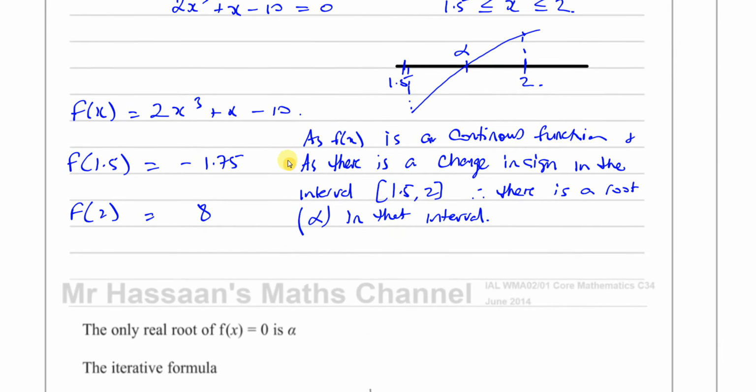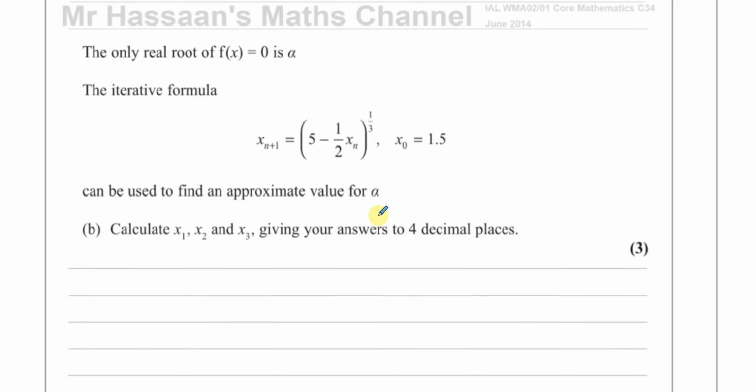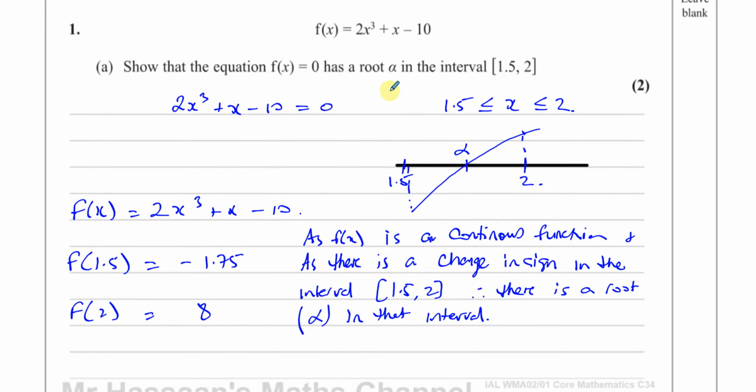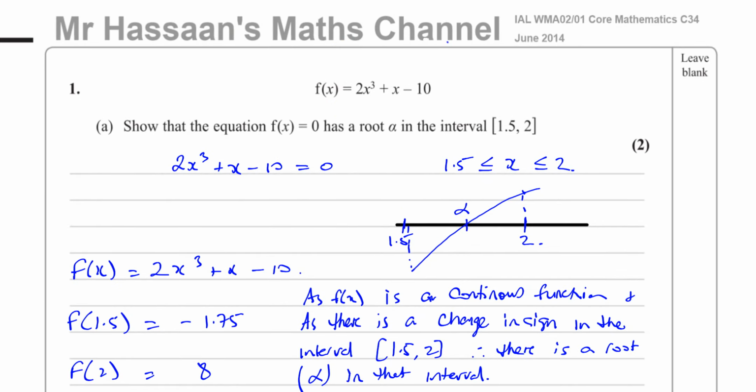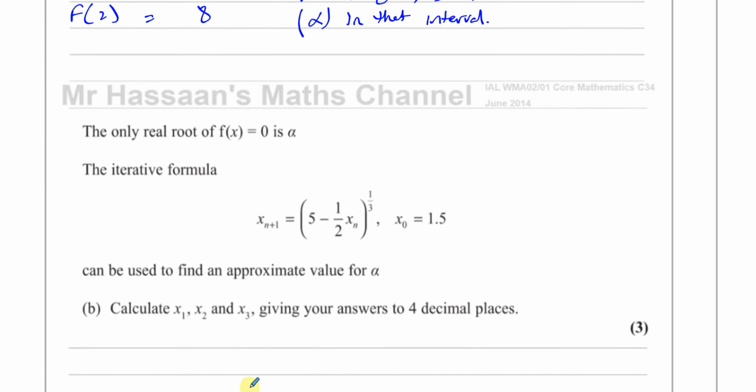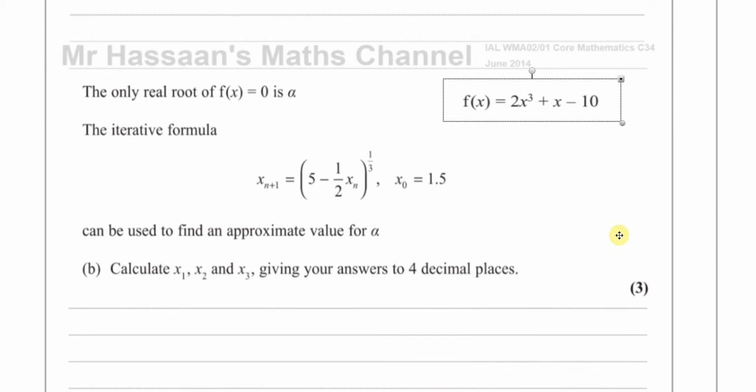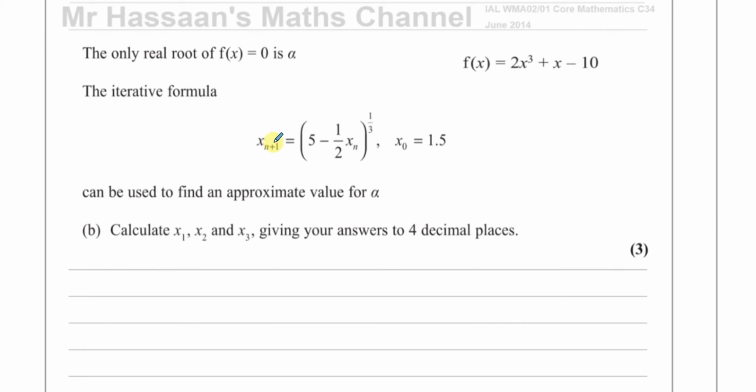Okay, that's 1a done. Now for 1b, it says the only real root of f of x equals 0 is alpha. The iterative formula x n plus 1 equals 5 minus a half x n, all to the power of a third, where x0 equals 1.5, can be used to find an approximate value for alpha. I'm going to explain, because sometimes they ask us for a justification, or to derive the iterative formula from the original equation. So I'm going to show you how that's done, in case they ask you to show that the iterative formula is this.